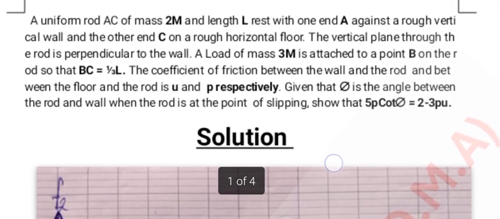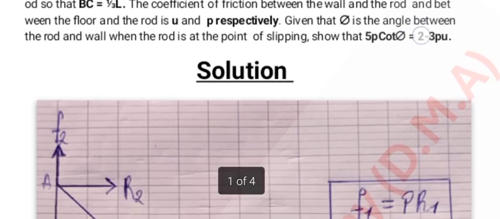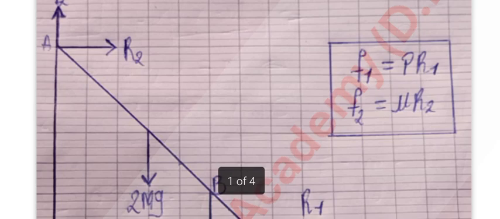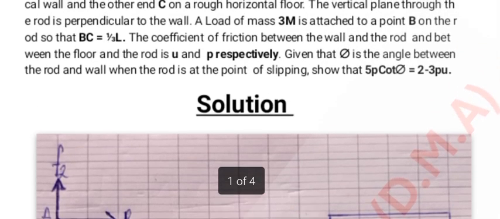I think that's all about the question. The coefficients of friction between the wall and the rod, and between the floor and the rod, are u and p respectively. Take note of this. They say the coefficients of friction between the rod and the wall, and between the rod and the floor, are u and p respectively.